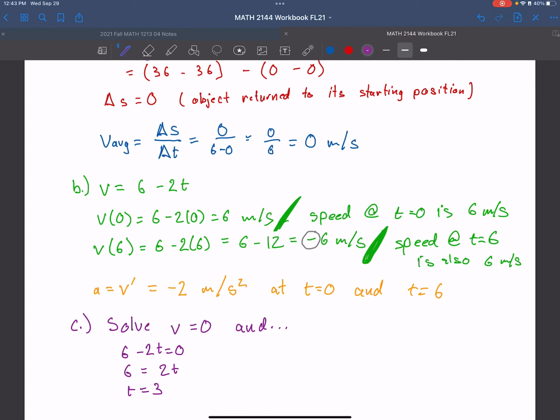What is my unit here, by the way? Is it meters per second? It's just seconds. Yep, I heard that. So notice that this is 3 seconds.